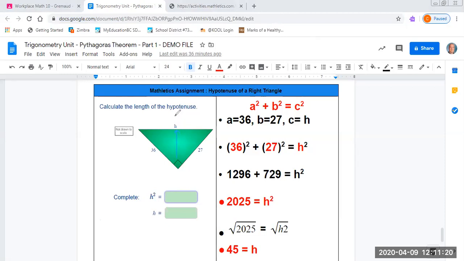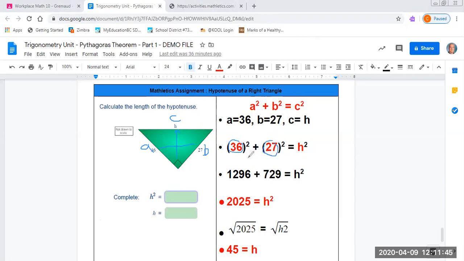Directly opposite the right angle is h. So what we're saying here in essence is that h is equal to c. And then I could define these however I want. I could say that this is side A, this is side B, but basically both of these are the legs. So this is going to be the longest side, side C, and A and B are shorter. So if I plug those values, A equals 36, B equals 27, into my formula, I get this formula here.